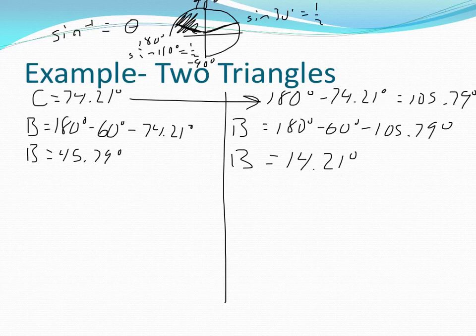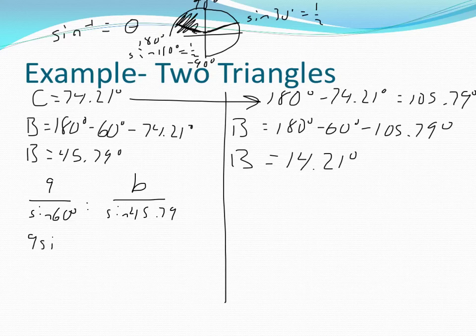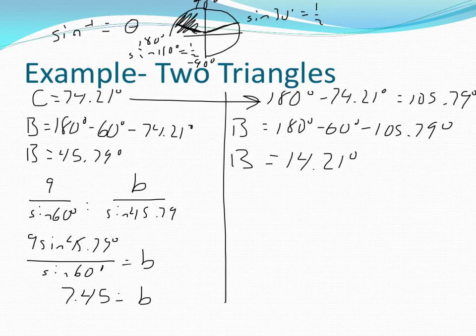Now we'll need to use the law of sines to find side B. I'm going to go back to some of the information that we were originally given, side A of 9 and angle A of 60, to find side B using that new angle that we just found. So 9 times sine of 45.79 degrees over the sine of 60 degrees is equal to B. So for the first triangle, side B is equal to 7.45 units.